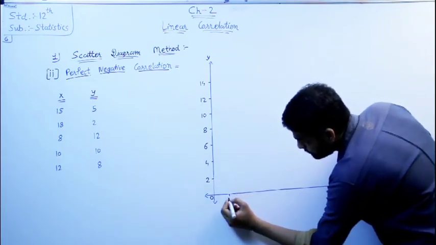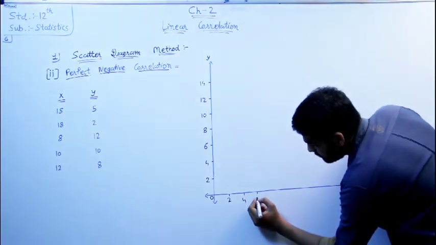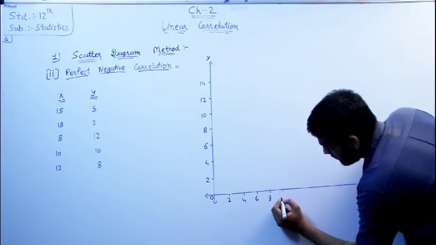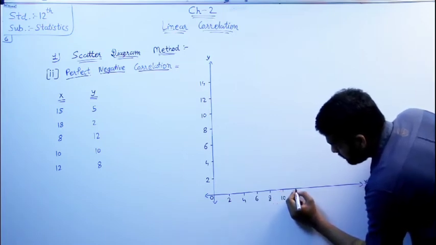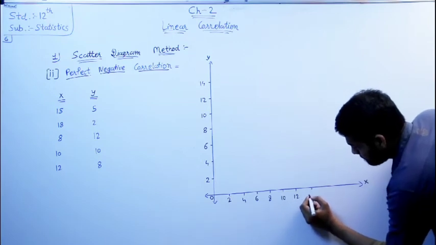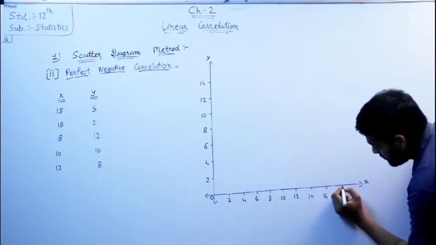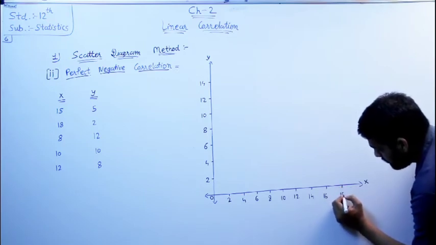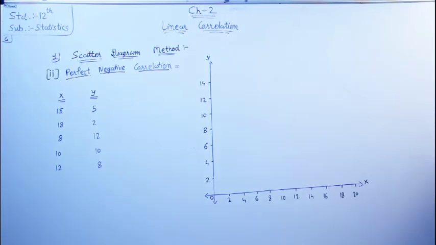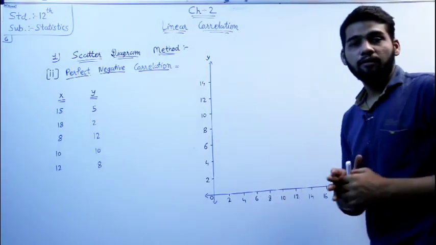On the x axis also we take values with a difference of 2. So 2, 4, 6, 8, 10, 12, 14, 16, 18, and the last one is 20. Now we plot the points of the x variable and y variable.